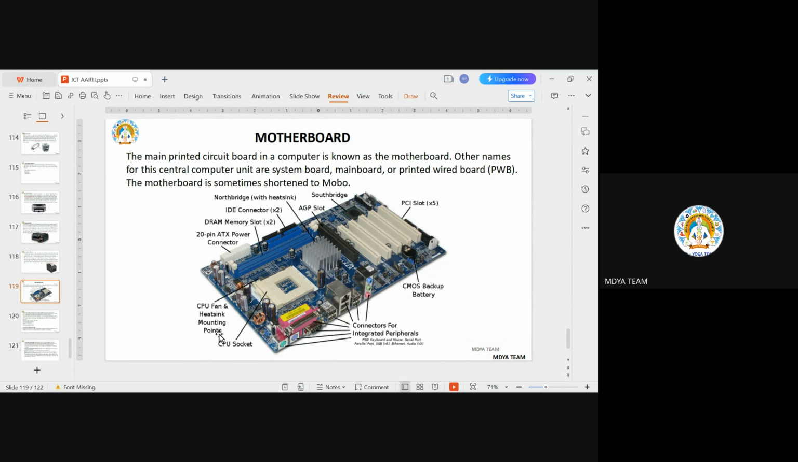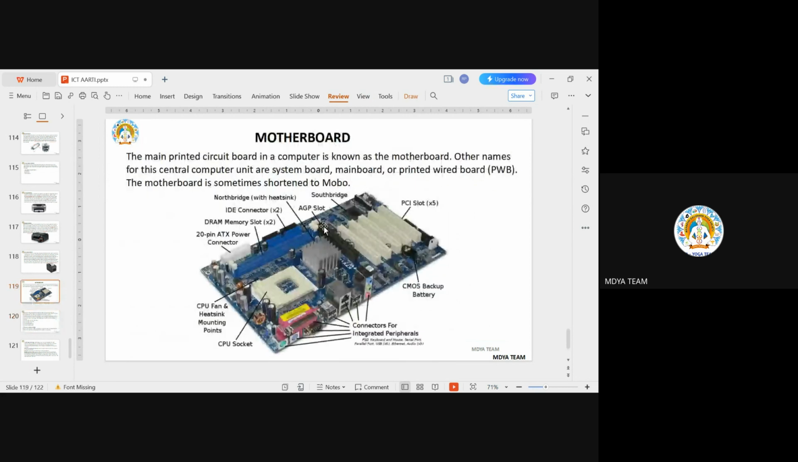The CPU fan is there because electricity is passing in the motherboard, so it produces heat. There is a need for a fan to cool down the system. There is also the CPU socket and the AGP slot. We will discuss all these things one by one.